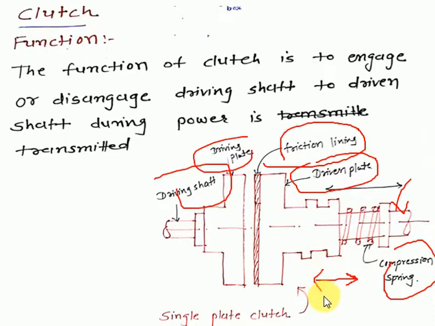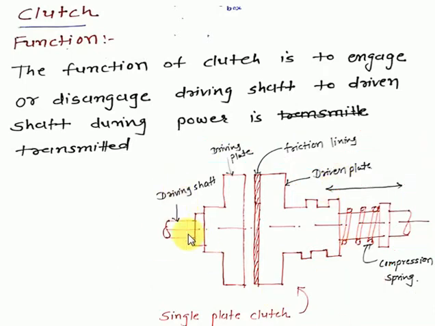Now when you apply the clutch, it will disengage. It means the driving plate and driven plate will be disengaged. It means only the driving shaft rotates at that time. There is no driven plate rotation, right? When you release the clutch, at that time the driven plate comes to this side, okay, because of this spring, and it will stick with the driving plate here, and it will transmit the power from the driving shaft to the driven shaft.